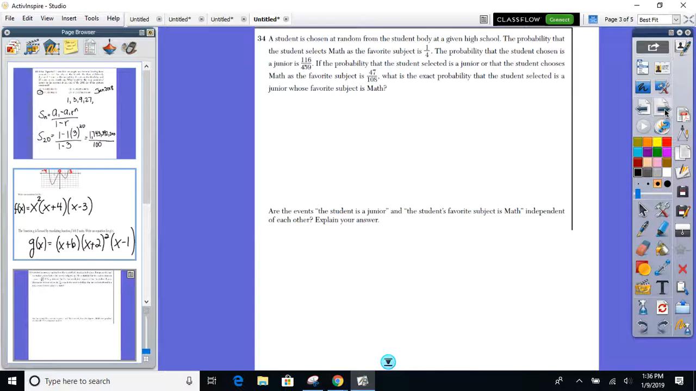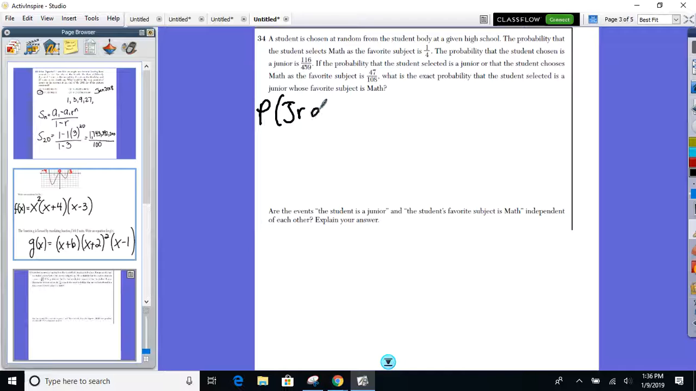All right, let's get through this one. Whew, this is a long one. We got fractions in the word probability, I know we get nervous right away. Find the exact probability that a student selected is a junior whose favorite subject is math. In that question, do you see the word given at all? No, me neither. So don't treat it as a given problem. All this is, guys, find me the probability the student is a junior and they like math.